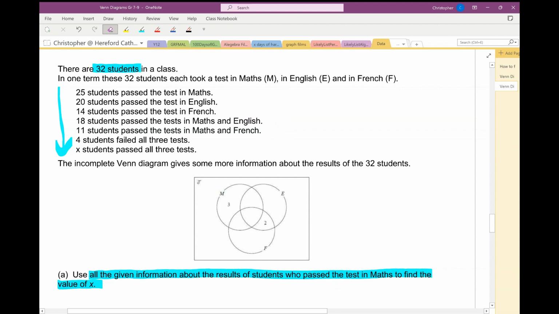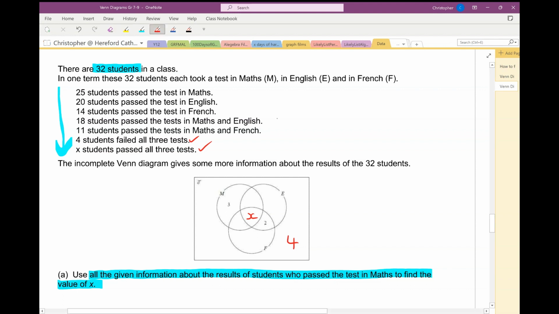Okay. 4 students failed all 3 tests. 4. Great. I've been able to sort out that piece of information. X students passed all 3 tests. X in there. Right, that's that information done. Okay, right, let's go back to the beginning. 25 passed the test in maths. Well, I still don't know how to split those 25 because I've still got 2 regions remaining. 20 students passed the test in English, no use to me yet. 14 students in French, no use to me yet.